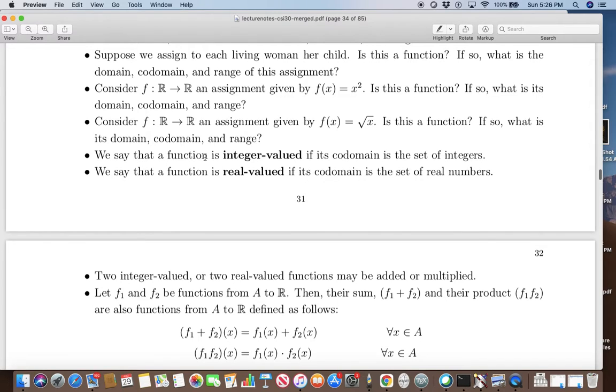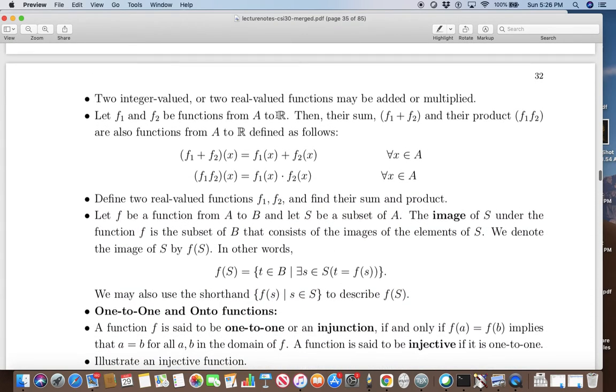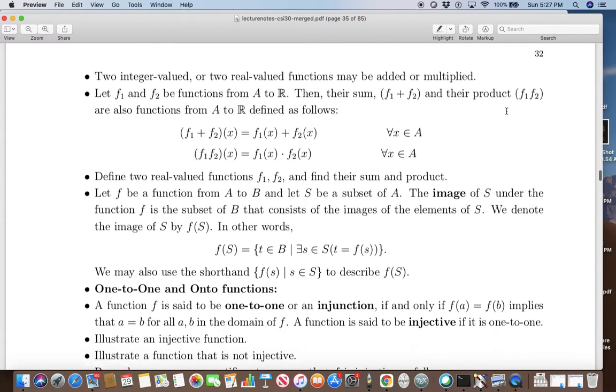We say that a function is integer valued if its codomain is the set of integers. A function is integer valued if it lands in the set of integers. We say that a function is real valued if the codomain is the set of real numbers. Two integer valued or two real valued functions may be added or multiplied.